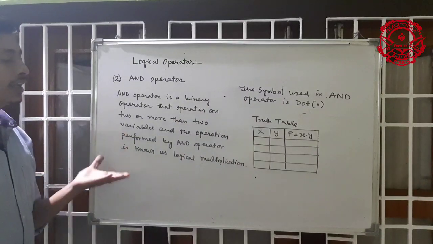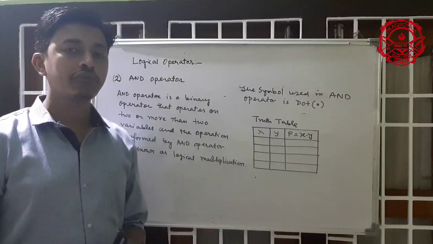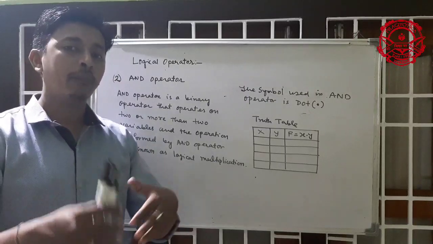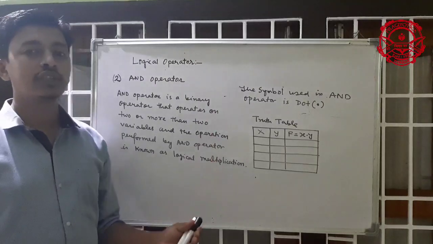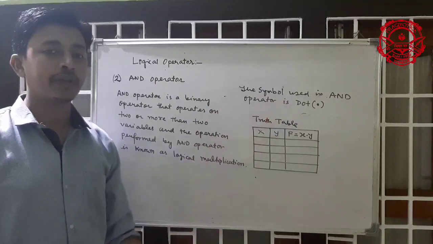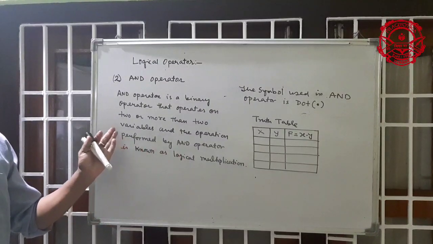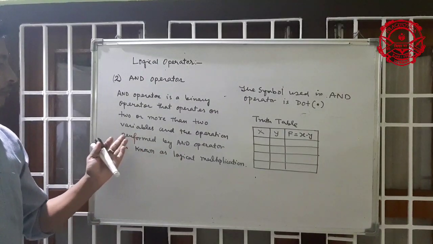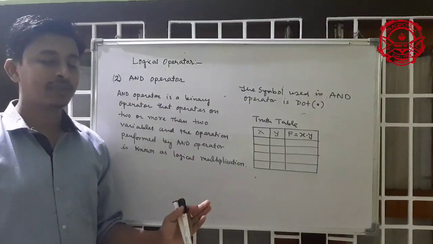The AND operator is a binary operator, meaning it requires at least two variables, two or more than two variables. The symbol used in AND operator is the dot operator, meaning multiplication. The operation which is performed by the AND operation is called logical multiplication.